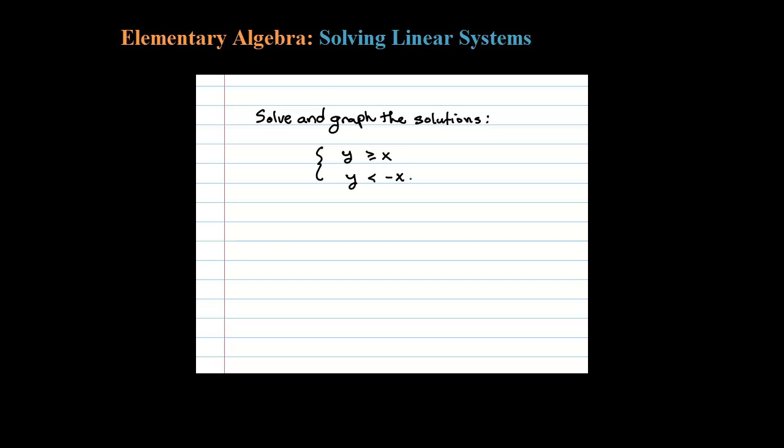Here we're asked to graph this system of linear inequalities. Okay, so let's look at that first inequality, and let's look at the boundary here. We're going to think of this as y equals x plus 0, and for the boundary on the second one, we'll look at it as y equals negative x plus 0. Okay, so let's graph up these boundaries.